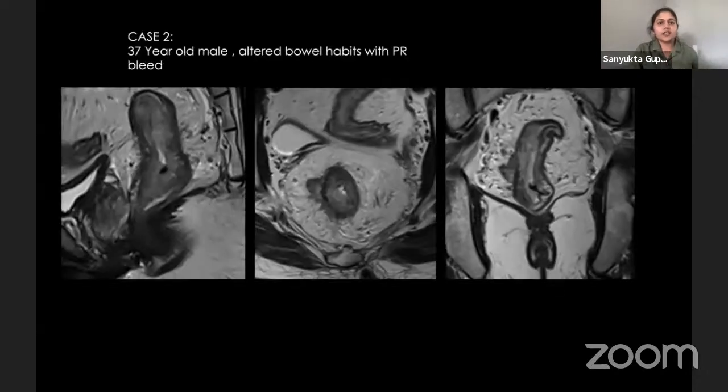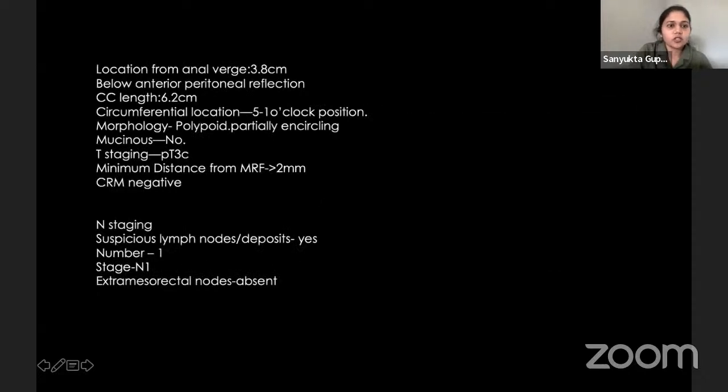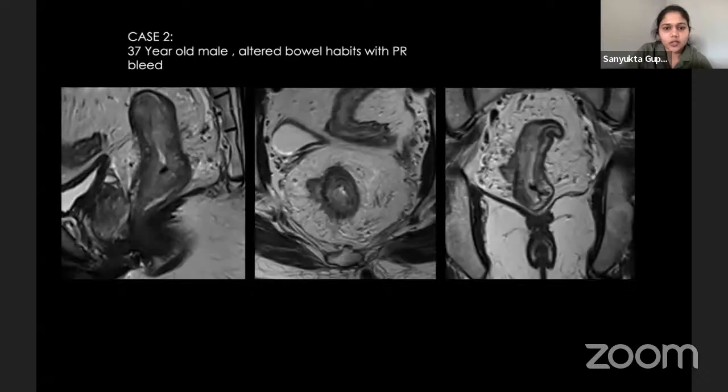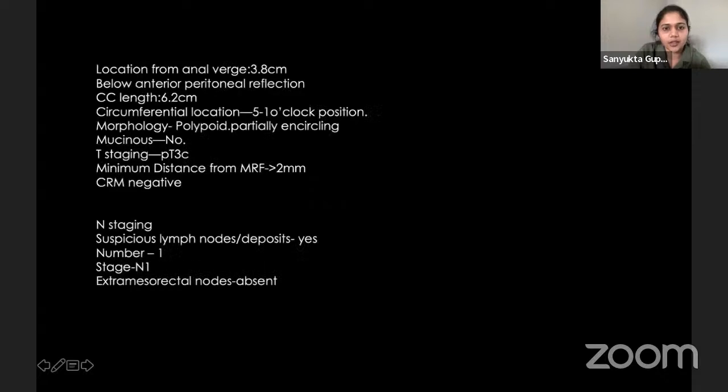Another case, a 37-year-old male with altered bowel habits with PR bleed. And now here the tumor margins can be easily seen invading the muscularis propria and coming out from the rectal wall. So here it becomes a T3 stage, T3C stage. We have to identify how much is the length of the tumor from the rectal wall. So the location from the anal verge is about 3.8 centimeters. It's below the anterior peritoneal reflection. Then the craniocaudal length, circumferential location, morphology, whether a mucinous component is present or not, the T staging, and the minimum distance from the MRF.